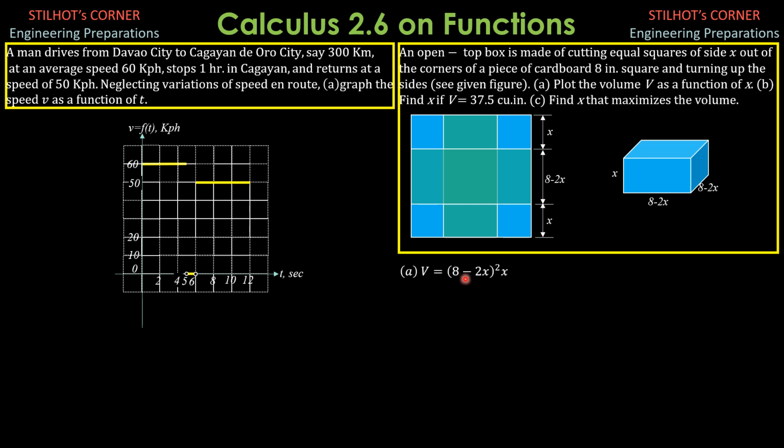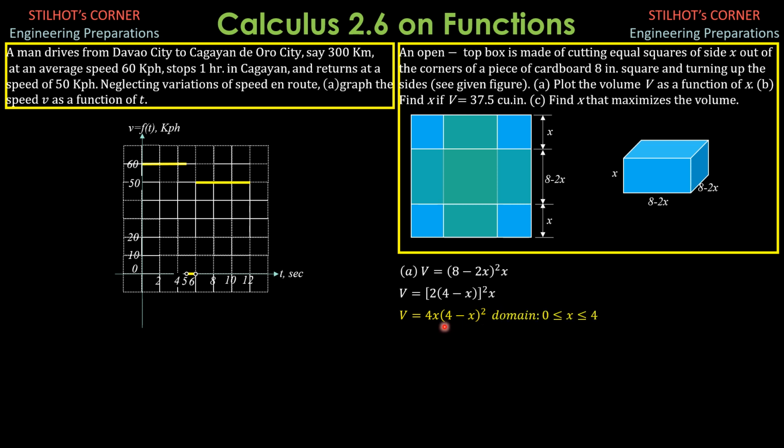We factor out 2 in this parenthesis here. So volume equals 2 times quantity 4 minus x, squared, times x. Since 2 squared is 4, the volume is 4x times quantity 4 minus x squared. The domain of this function is 0 to 4.